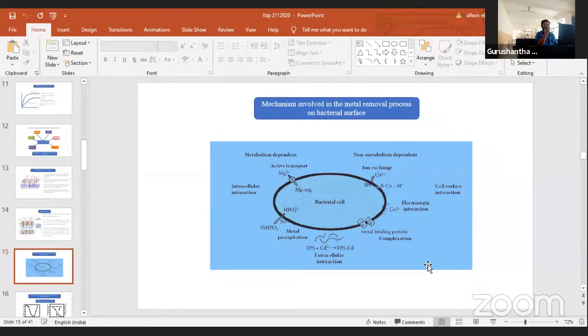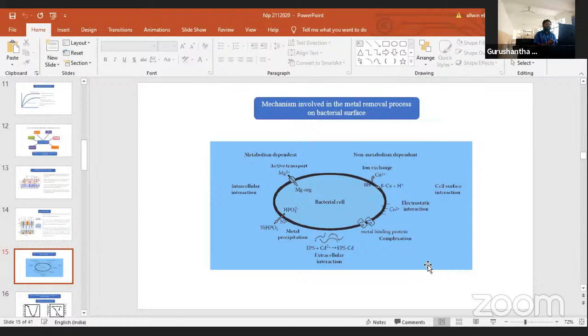The interaction takes place by the exchanging of ions. And the other one is the electrostatic interactions. This electrostatic interaction is nothing but an interaction between the surface and the solute. And there are some other chemical interactions also carried out by complexation, the coordination process, and also some processes which might be carried out by precipitation, that is, metal precipitation.